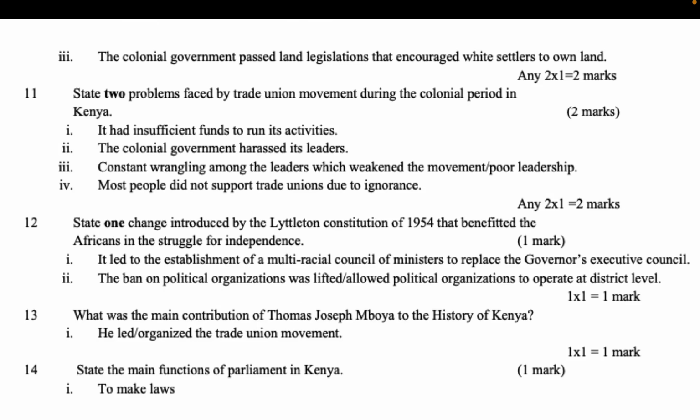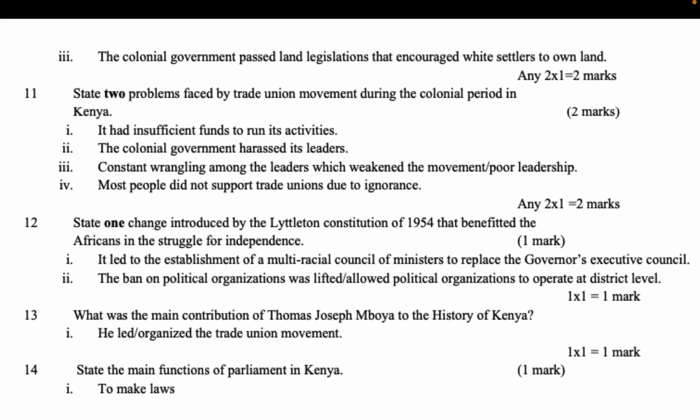11. State 2 problems faced by the trade union movement during the colonial period in Kenya. 2 marks. It had insufficient funds to run its activities. The colonial government harassed its leaders. Constant wrangling among the leaders which weakened the movement, poor leadership. Most people did not support trade unions due to ignorance. Any 2x1 equals 2 marks.